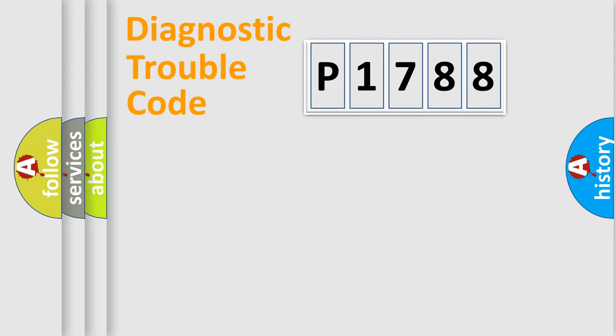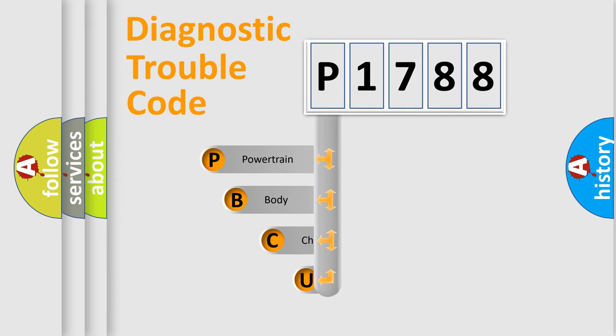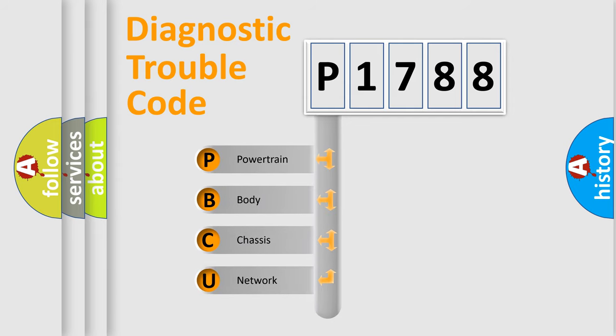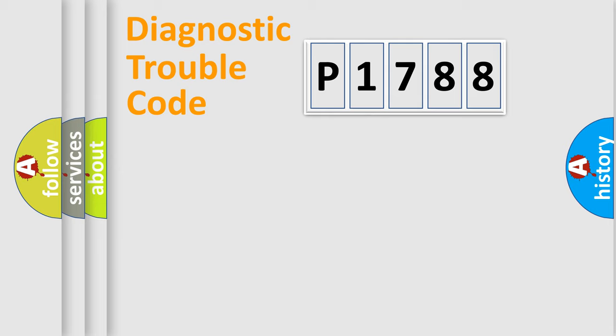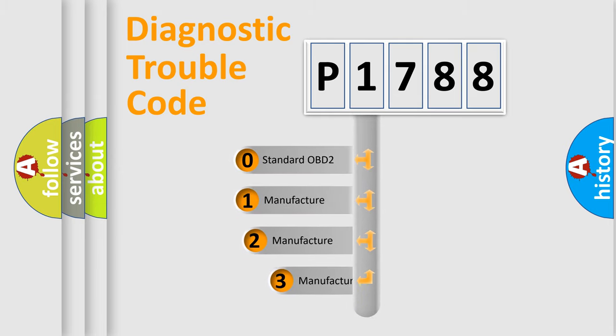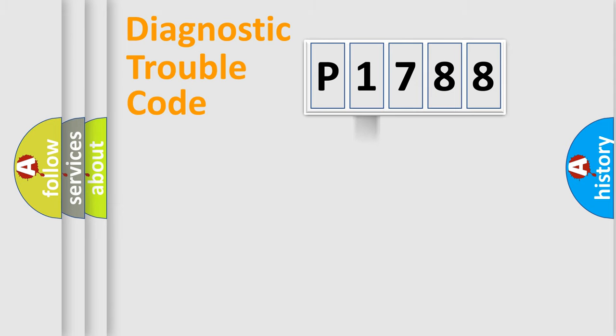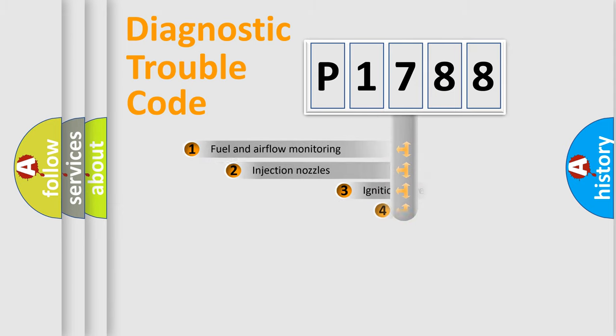Let's do this. First, let's look at the history of diagnostic fault code composition according to the OBD2 protocol, which is unified for all automakers since 2000. We divide the electric system of an automobile into the four basic units: powertrain, body, chassis, network. This distribution is defined in the first character code. If the second character is zero, it is a standardized error. In the case of numbers 1, 2, 3, it is a manufacturer-specific error.